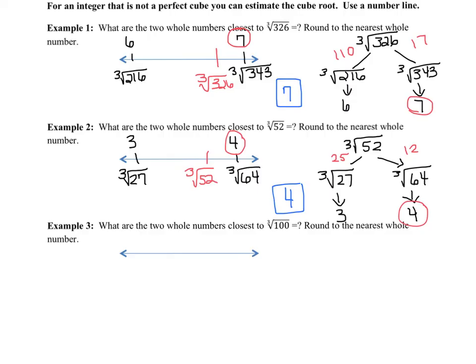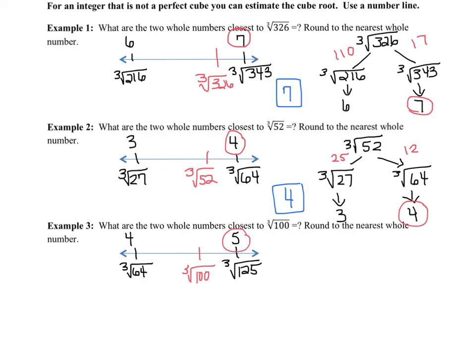Let's do one more example together. What are the two whole numbers closest to the cube root of 100? Round to the nearest whole number. So let's identify the perfect cube before 100, which is the cube root of 64. If you look at that chart, that equals 4. And then the perfect cube after is the cube root of 125, which equals 5. So what is 100 closest to? Well, it's closer to the cube root of 125. Therefore, our answer is 5.